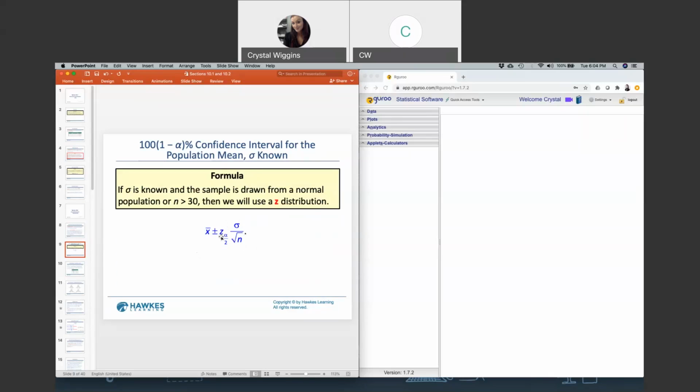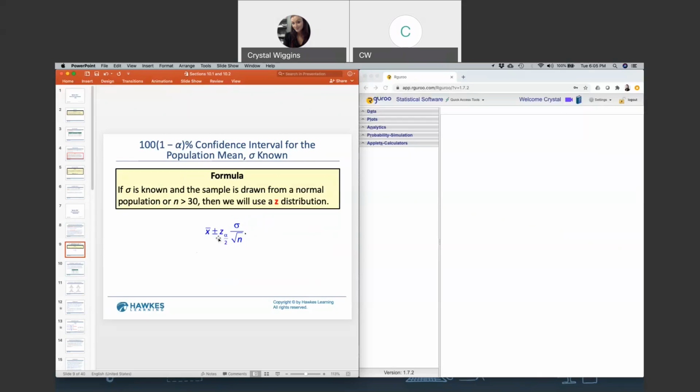Z is our critical value. And sigma over the square root of n, we should be familiar with. That is our sampling error, or our standard error for the mean. So that's something that's not new to us. Notice what's happening here. We have the sample mean, and we are adding this number after calculating it, and we're subtracting it. So that plus or minus is what's giving us our upper boundary. Subtract is our lower boundary.